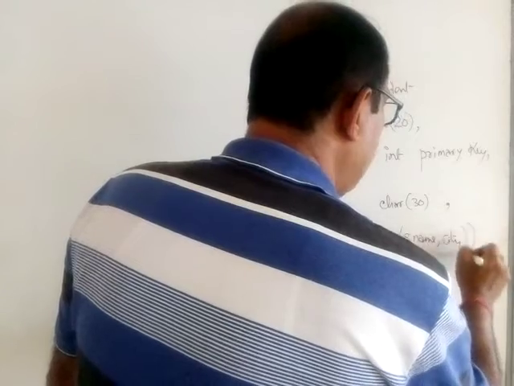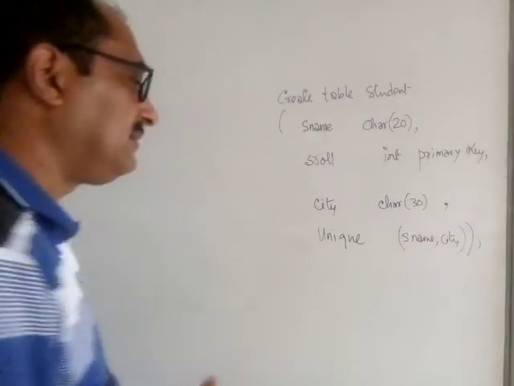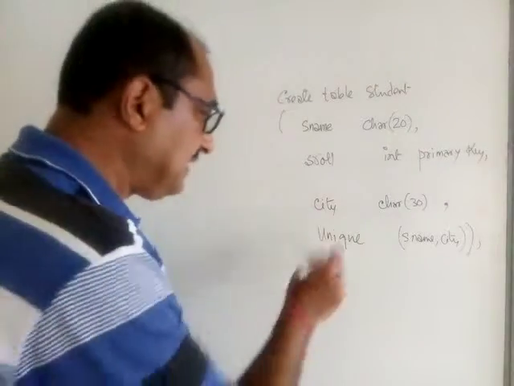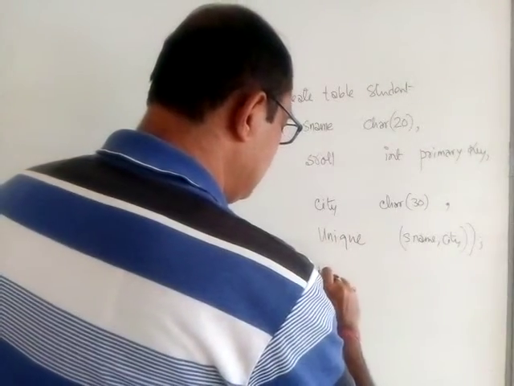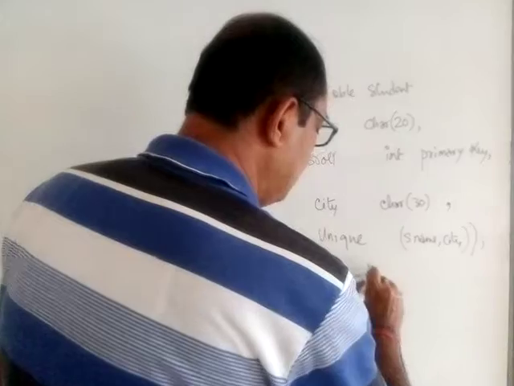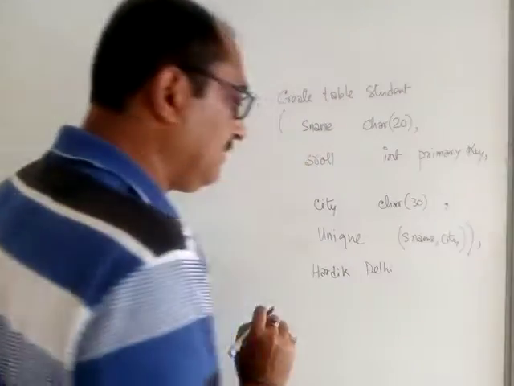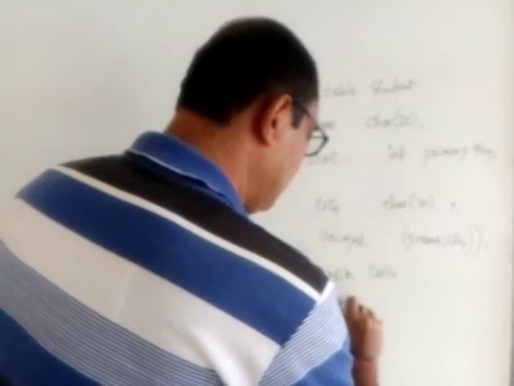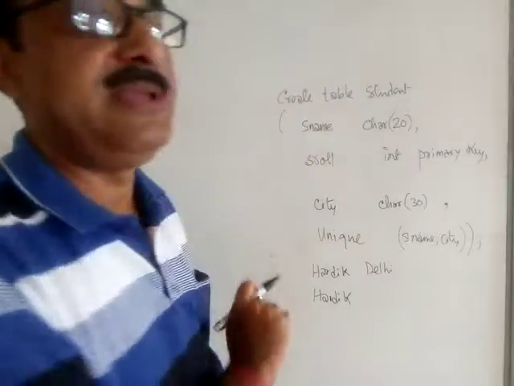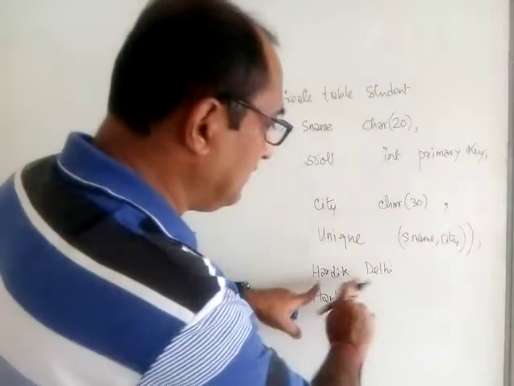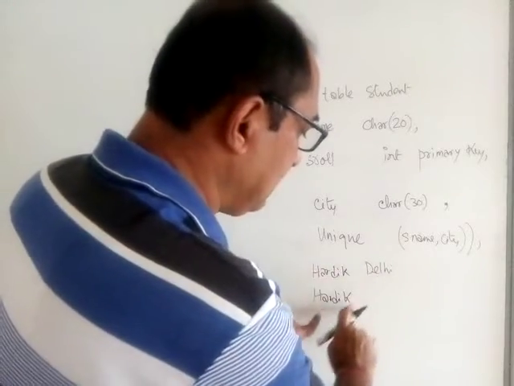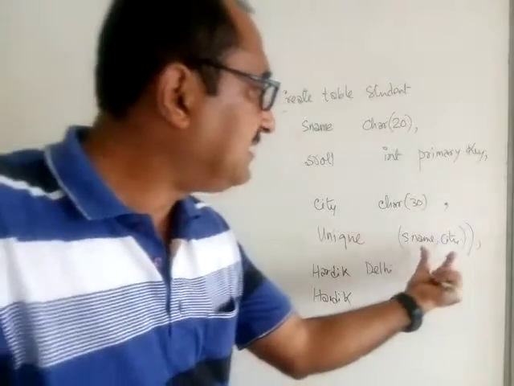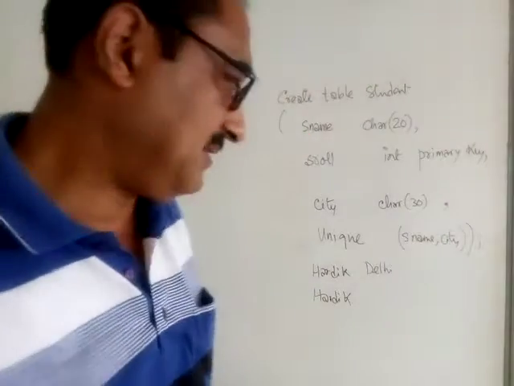What will be the advantage of that? What is the meaning of that? The meaning is that this combination has to be unique now. Say in one of the records, I wrote Hardik and Delhi. In the next record, if I write Hardik, the name can be Hardik, no problem. But the city in that case cannot be Delhi, because then the combination of SNAME and city in two different records will be the same. So we are saying this combination should not be the same.